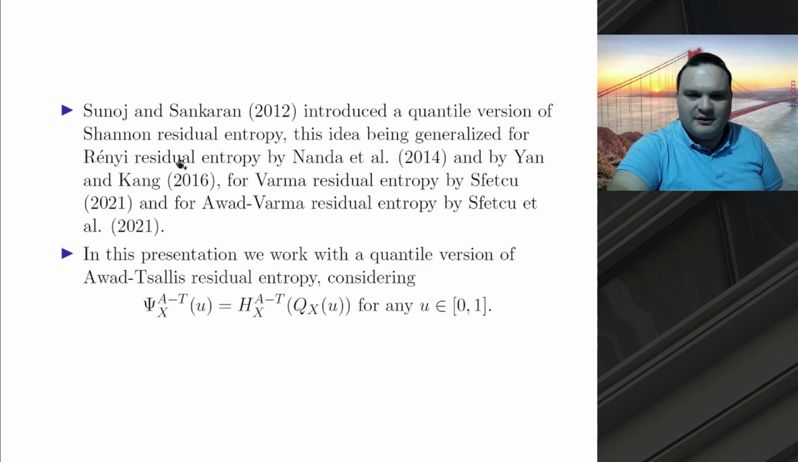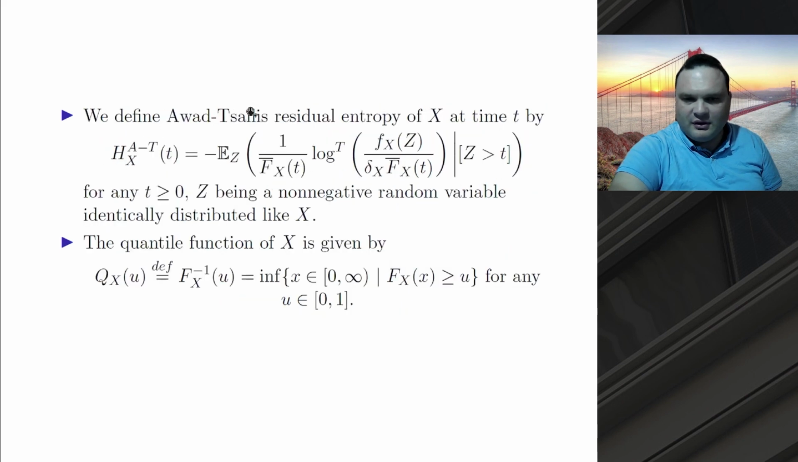For Shannon and Renyi, of course, there are many papers, not only those from here. In this work, we continue to develop that for a quantile version of Awad-Tsallis residual entropy by defining this function C_X at Awad-Tsallis. X is the random variable. C is defined like this. We have h here and q_X below.